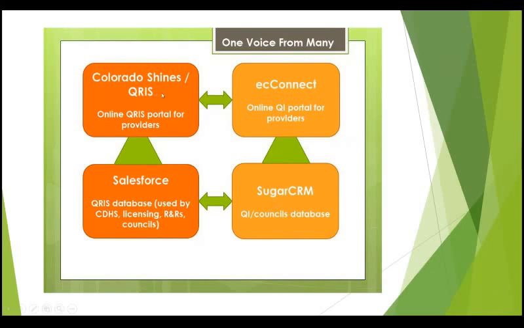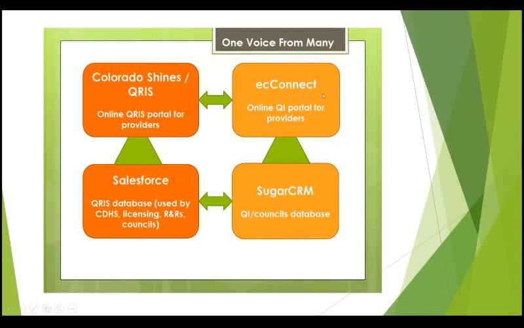The Colorado Shines QRIS is built on top of a Salesforce database platform, and we're going to talk a little bit more about what that means. Then the Salesforce platform talks, that's what these arrows are, to the Sugar CRM database, and that is the council's database, that's ECLA's database, and that's the one that I am your point person for. And then on top of Sugar, that's what these big triangles mean, systems are built one on top of the other, is ecConnect.